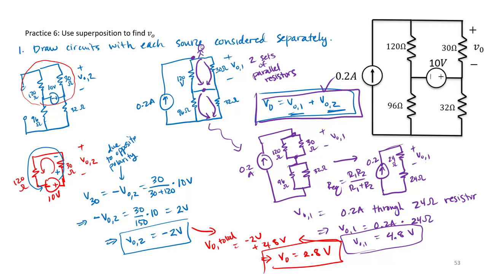So there you have it. Make sure you pay attention to polarity and draw lots of pictures when doing these superposition questions. It's very important to draw each circuit correctly so that you can correctly determine the desired parameter with each source alone.